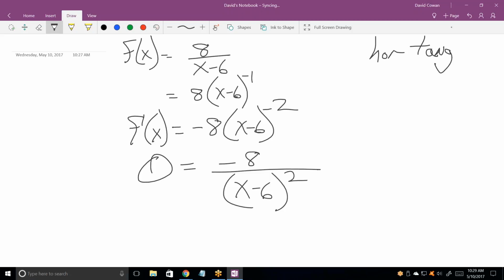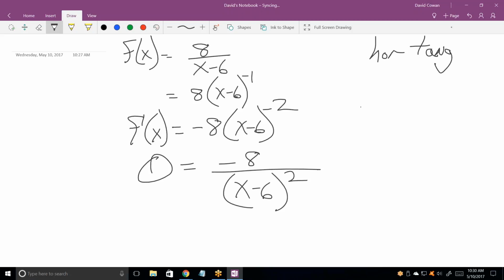You can't have something be 0 if its numerator is not 0. There is no value of x that's going to make this thing equal to 0. Whenever you have a rational quotient that has to be equal to 0, save yourself a step and just set its numerator equal to 0.